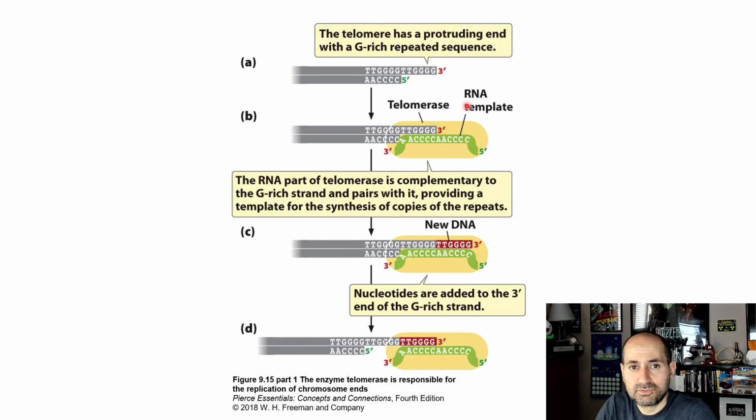The enzyme telomerase binds, this yellow thing is telomerase. It binds, it has embedded inside of it an RNA template that binds to this overhang. The RNA part of telomerase is complementary to the G-rich strand and pairs with it, providing a template for synthesis of copies of new repeats. So you see, you can repair that template strand, you can repair the ends of the chromosomes, the telomere ends. So nucleotides are added to the 3' end of the G-rich strand.